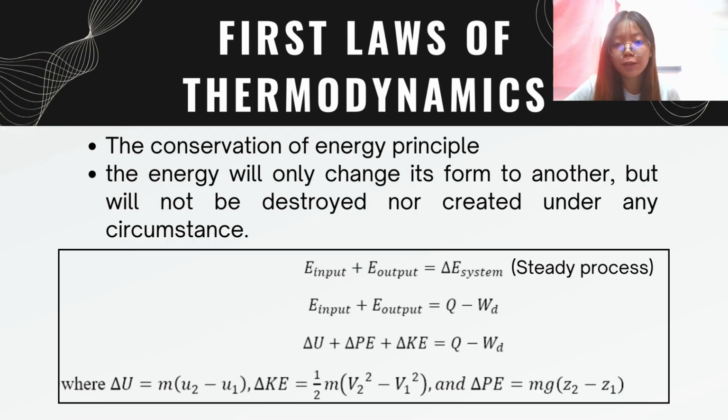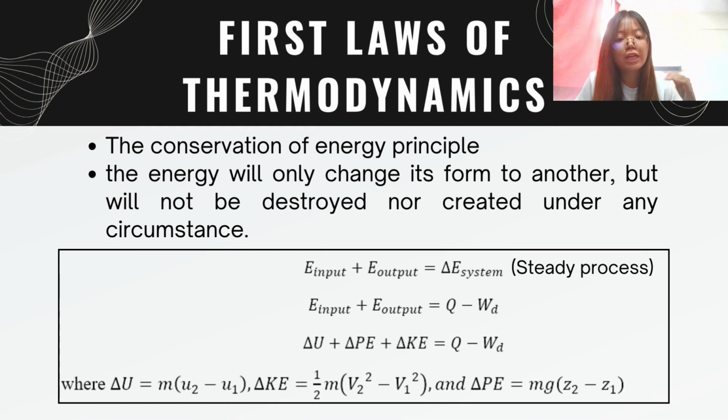For the first law of thermodynamics, it states the conservation of energy principle, which means that energy can only be changed from one form to another, but cannot be destroyed or created under any circumstance. So for this law, there comes an equation: total energy input minus total energy output equals the change of total energy in a system.